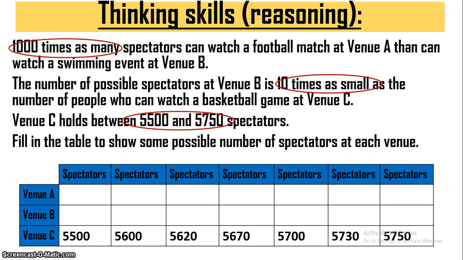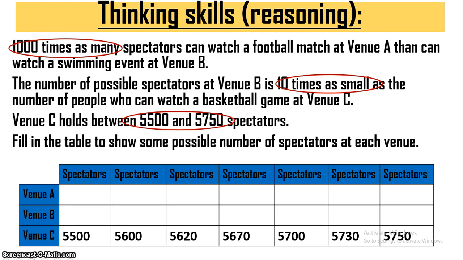Why do I have all numbers ending with 0? Because spectators for B are gotten from C, so I divide by 10, and when I divide by 10, I do not need to have a decimal number. You can't have 22.2 spectators. It's always whole numbers. So that's why we do this. And look at the bound. I've just chosen values between 5,500 and 5,750. You too can use any other values between these two.